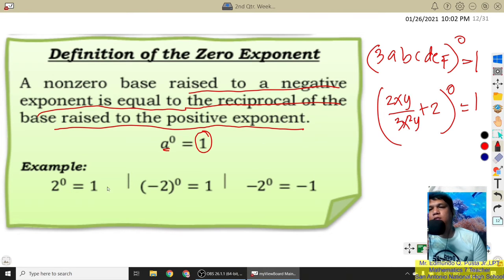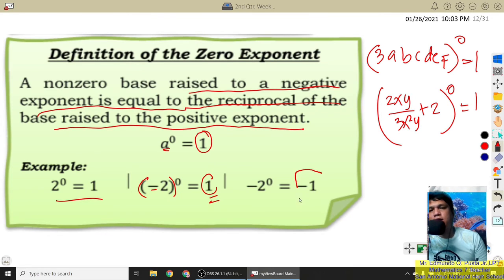Okay? So let me have here 2 raised to 0. This one is equal to 1. Okay, negative 2 raised to 0. This whole expression, kasama ang negative, raised to 0 will be equal to 1.